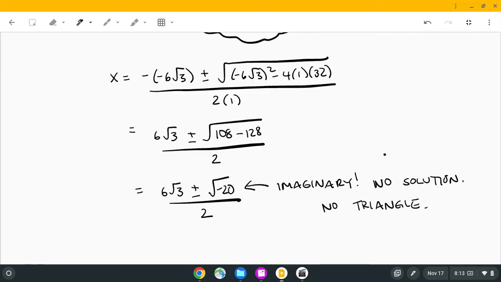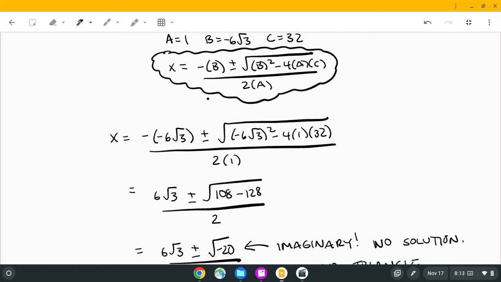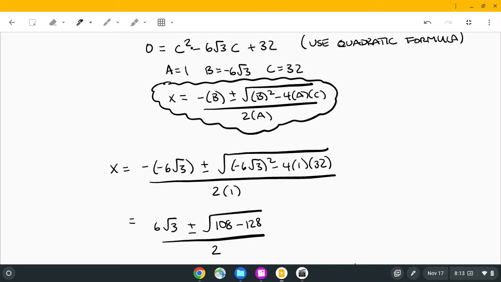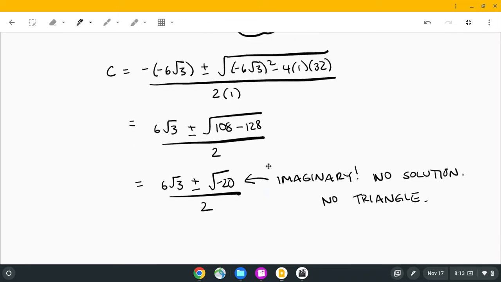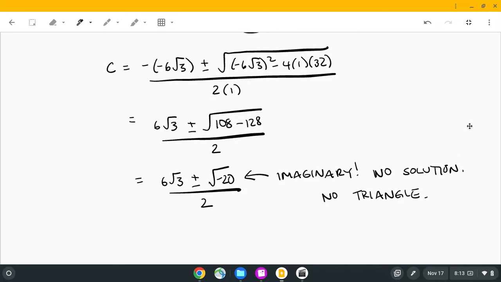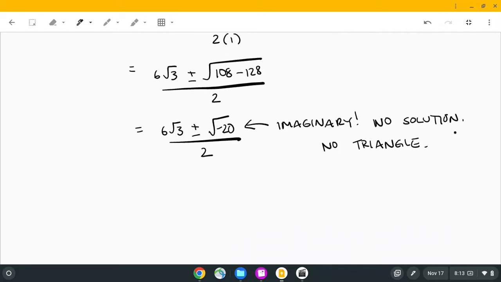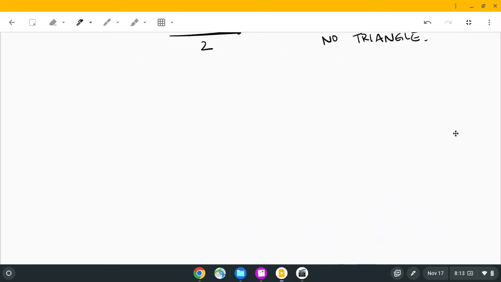I guess I really should note, this is the quadratic formula, but we were really solving for c here. So let me change this. This really should be c equals. And c cannot be imaginary, so we have no triangle here. So that took a little bit of work, but not impossible, just kind of a pain. All right, let's take a look at the one triangle case. One triangle.